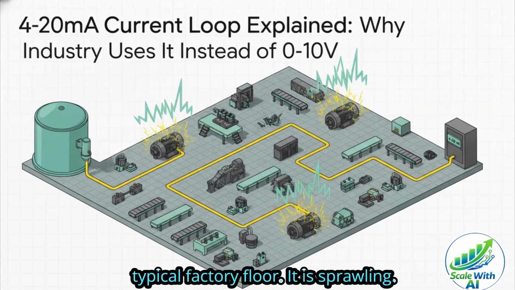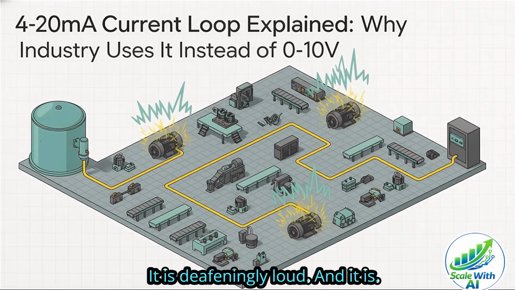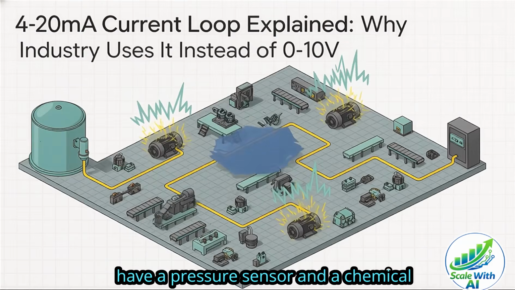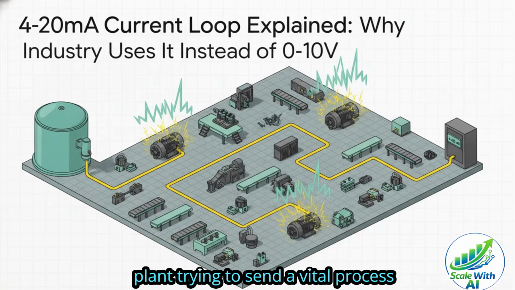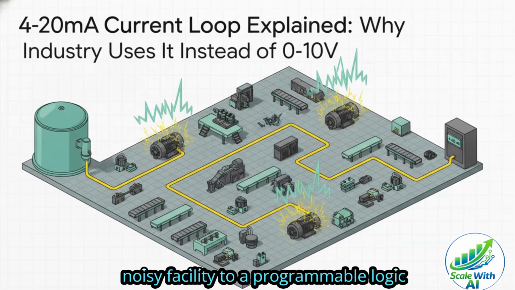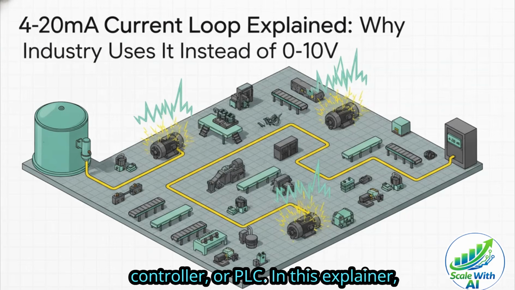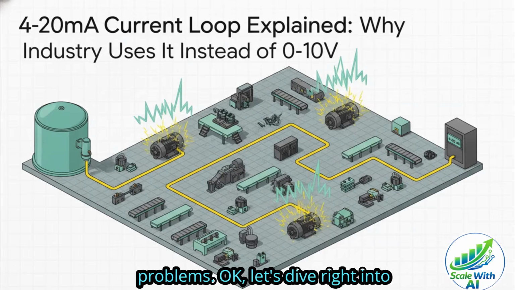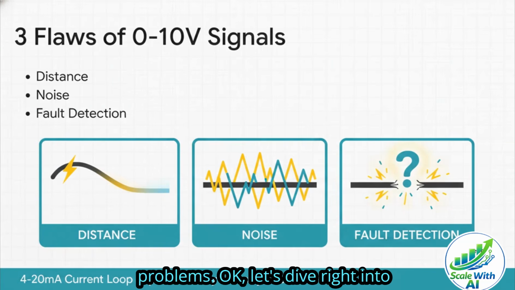Picture a typical factory floor. It is sprawling, it is deafeningly loud, and it is electromagnetically chaotic. You might have a pressure sensor in a chemical plant trying to send a vital process reading, say 500 feet across a super noisy facility, to a programmable logic controller, or PLC. In this explainer, I'm going to show you how a few fundamental rules of basic physics completely solve some massive, potentially catastrophic industrial problems. Okay, let's dive right into this.